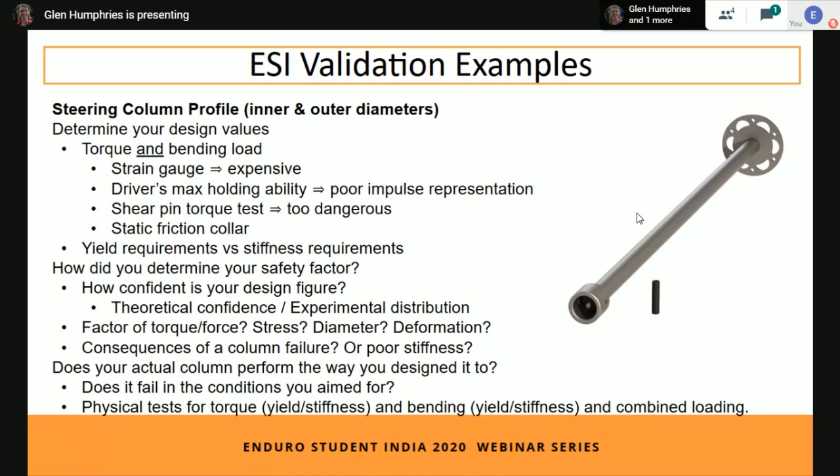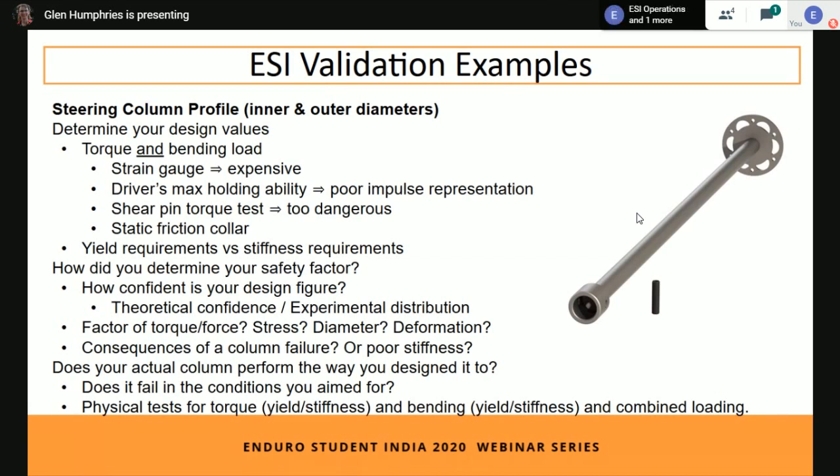Consequences of a column failure. Obviously, when you're racing and the steering column fails, you're out of the race, you've possibly also lost control and done a lot of damage. So that's a very severe consequence. But also the consequences of poor stiffness. Like I said before, the driver is finding the vehicle difficult to control at speed because it's not rigid enough. What are the consequences of that? Well, you're not out of the race, but it might make the next 4 hours of endurance very unpleasant. It may also reduce your driving performance. The driver can't go as quickly because the vehicle's hard to control. So take all these things into account when looking at your safety factor.